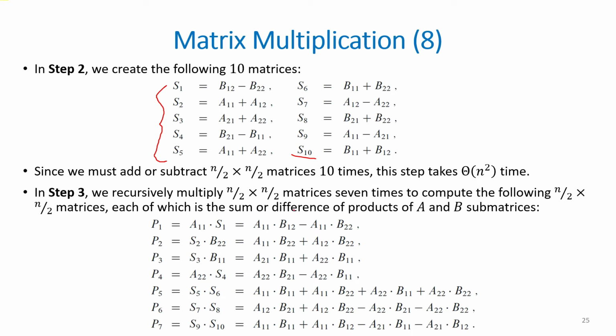After calculating the S1 to S10 matrices in step 2, we then calculate the product matrices P1 to P7 in step 3, where P1 to P7 are actually multiplication operations of two submatrices of dimension n/2. Pay attention that in step 3, while calculating product matrices P1 to P7, we actually have 7 multiplication operations, which, unlike the previous approach, is one multiplication operation fewer.